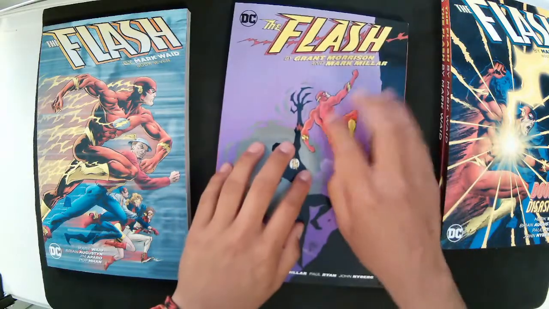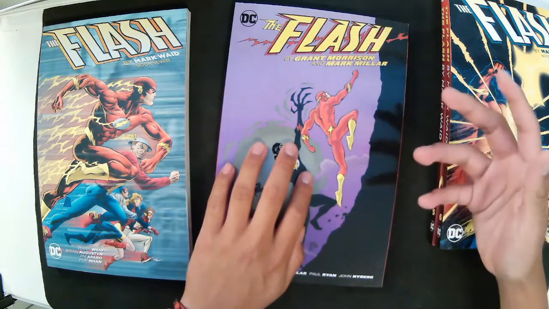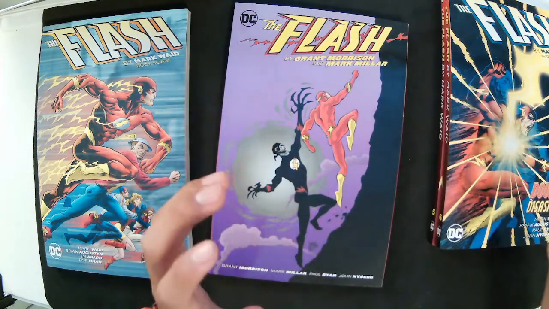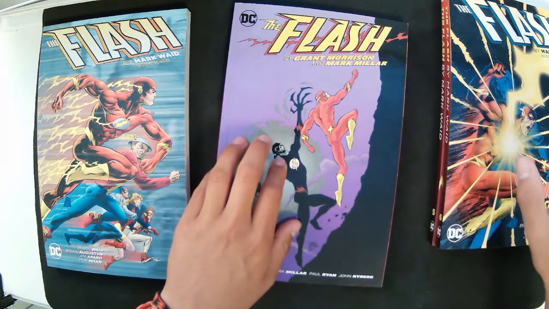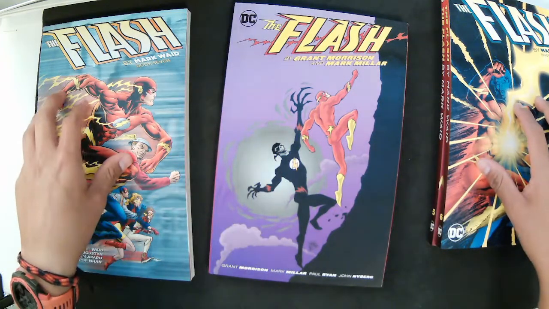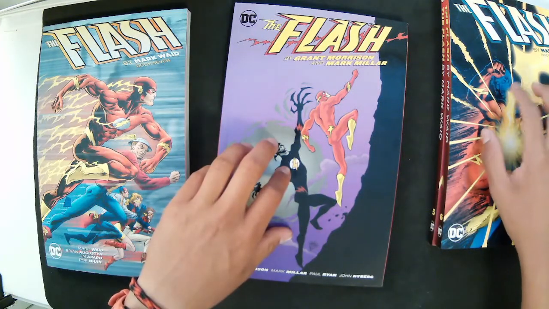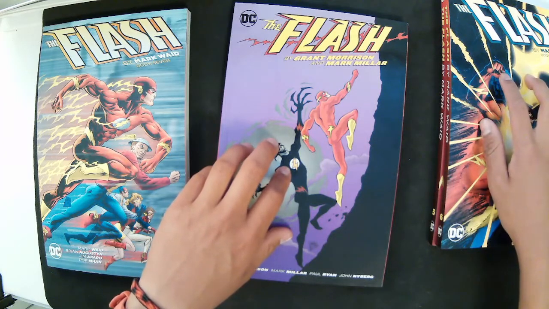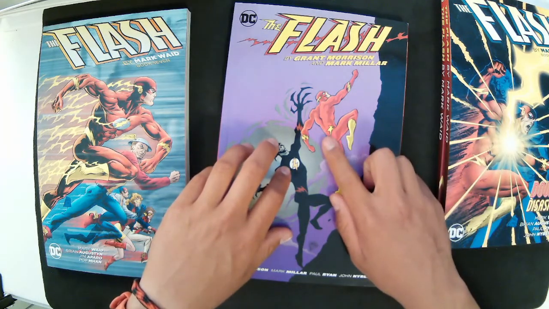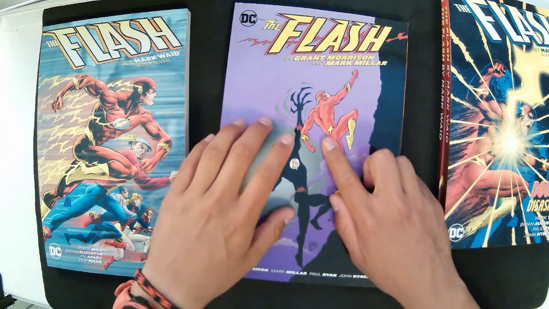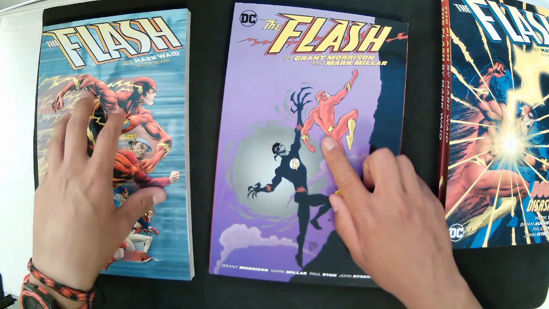And the reason why I have it here in this Mark Waid overview series is because this book takes place between book 6 and book 7. One of the issues that book 6 ends on is 129, and this starts with 130 and ends with 141, and then book 7 starts with 142.